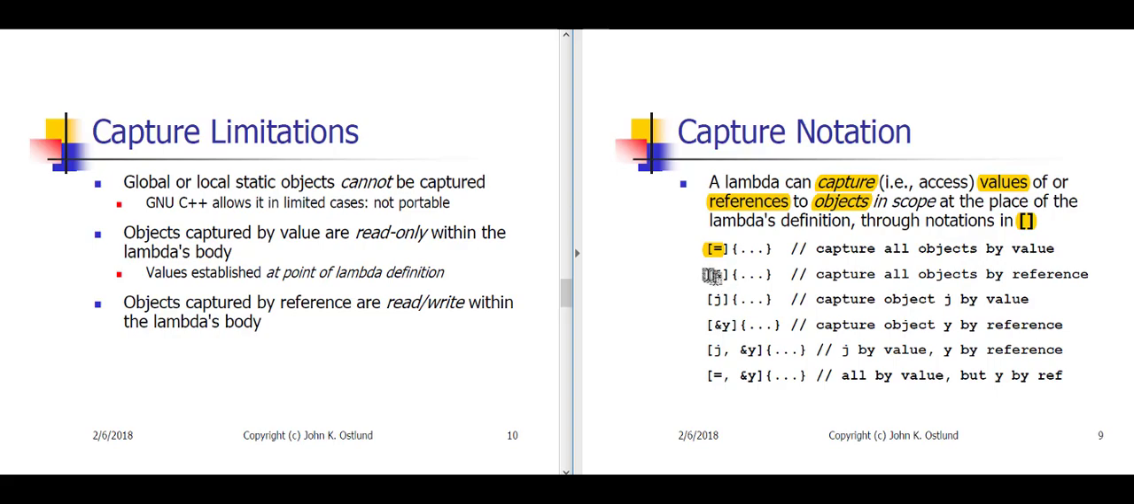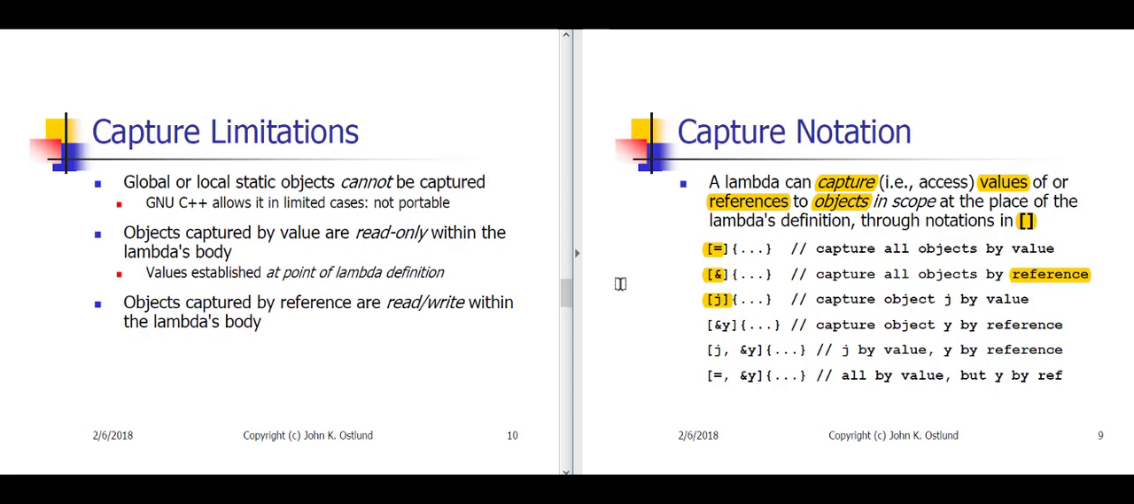On the other hand, if you use an ampersand in the square brackets, that means that you would like to be able to capture all of the objects that are in scope by reference rather than by value. As opposed to capturing all of the objects in scope either by value or by reference, you can constrain which object or objects you want access to by just naming that particular object.